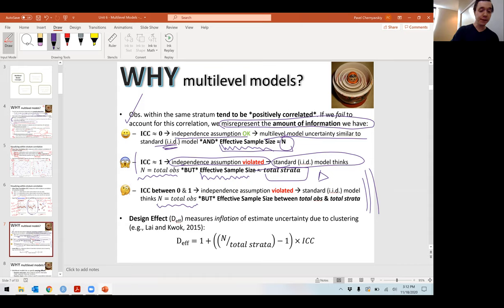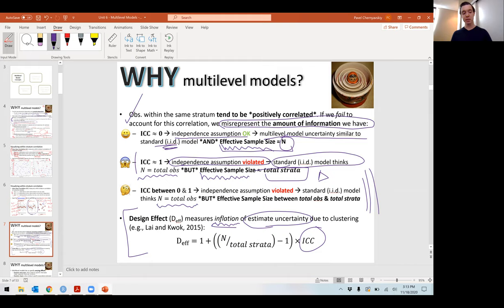In some fields, there's something called the design effect that is closely tied to the intra-class correlation. That sort of formalizes this thinking about misrepresenting the amount of information we have. So the design effect is an inflation. It's a number that is necessarily greater than one. The design effect measures the inflation of your uncertainty in the estimates due to clustering.